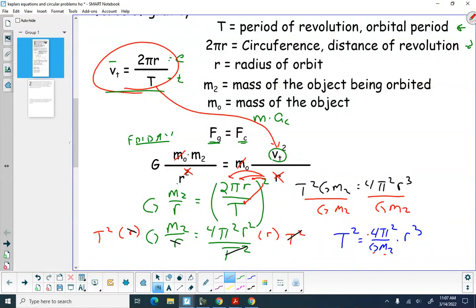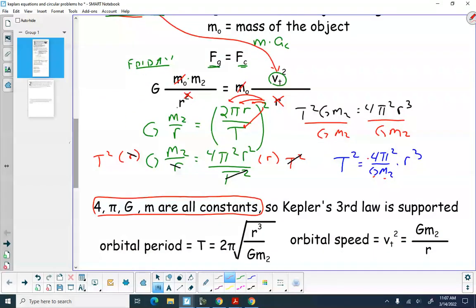What we have here is t squared is equal to some constant times r cubed. This is a constant, which is an idea of proportionality. They are directly proportional.